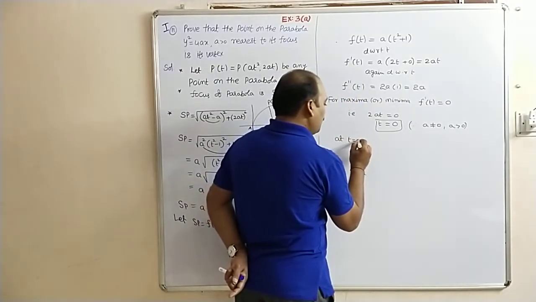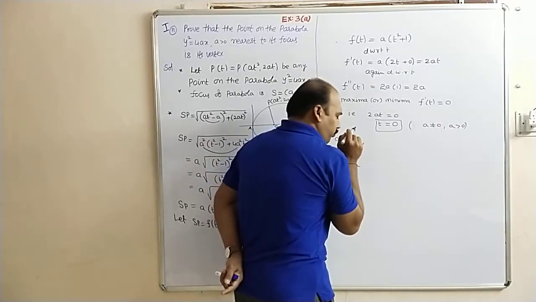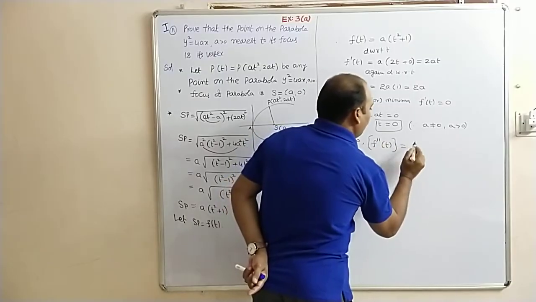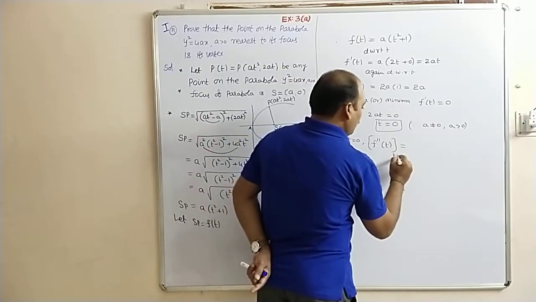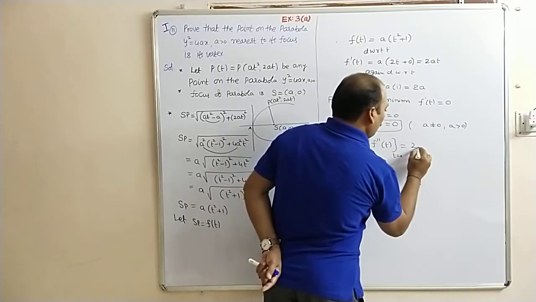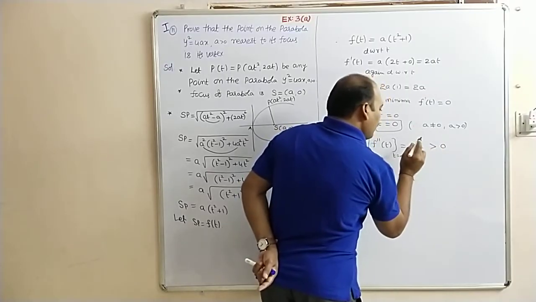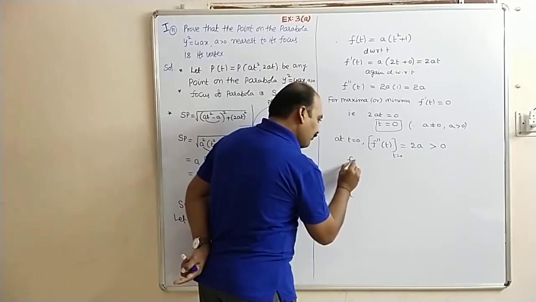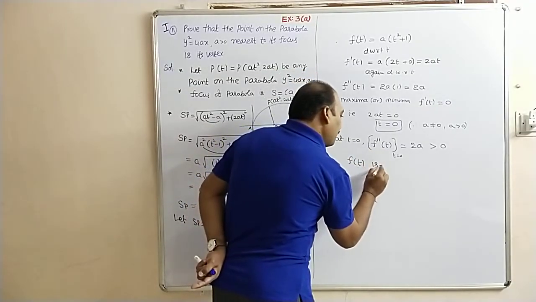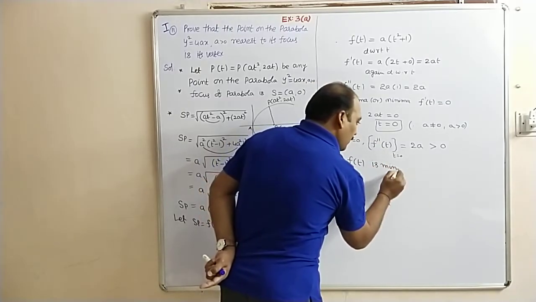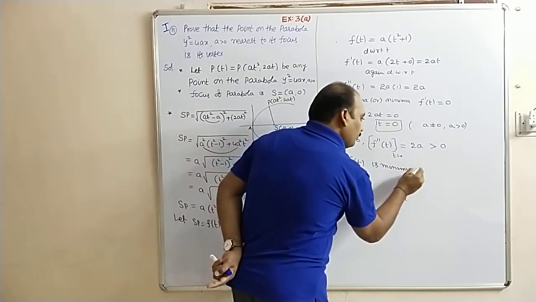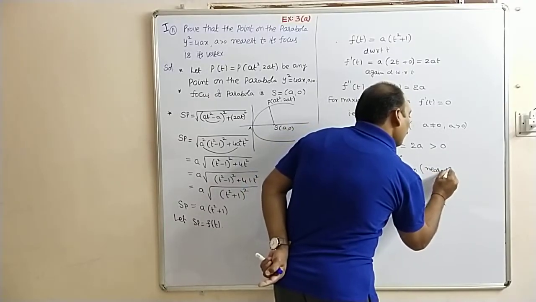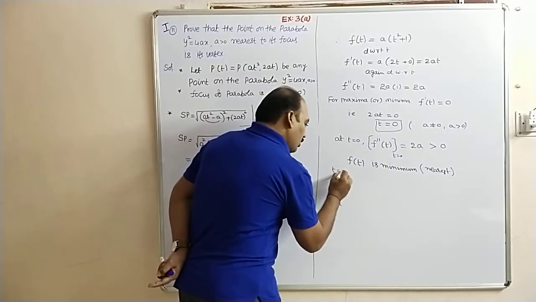At t is equal to 0, f double dash of t equal to 2a, which is greater than 0 only. Whenever the second derivative is greater than 0, f of t is minimum. So f of t is minimum, minimum or nearest according to the problem. So t is equal to 0.